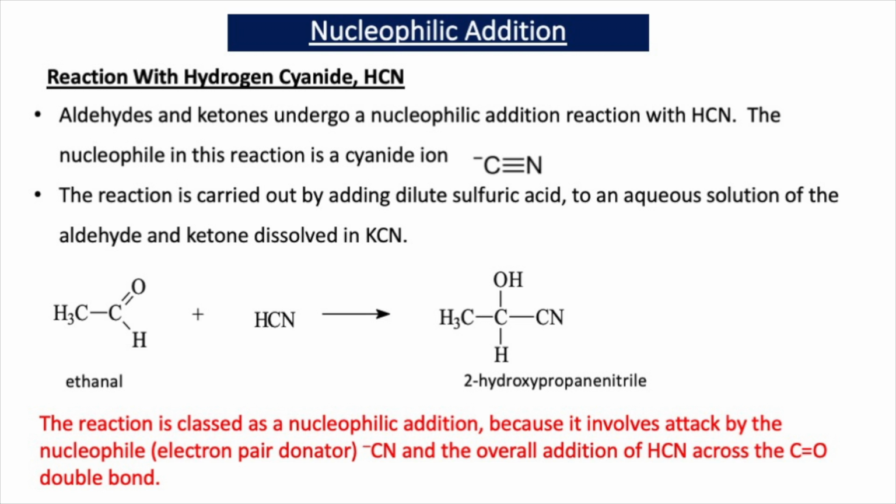Now aldehydes and ketones undergo a nucleophilic addition with hydrogen cyanide, and the nucleophile in this reaction is a cyanide ion, a carbon triple bonded to a nitrogen with a negative charge on the carbon. And the reaction is carried out by adding dilute sulfuric acid to an aqueous solution of the aldehyde or ketone dissolved in potassium cyanide. Now, the reason that the sulfuric acid is added to potassium cyanide is this is how hydrogen cyanide is made. It's made as part of the reaction.